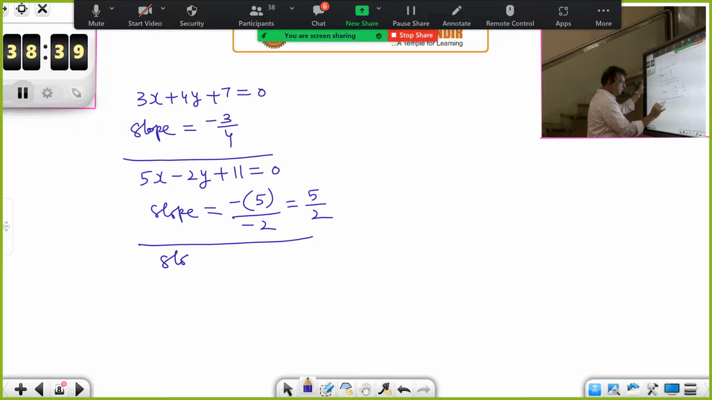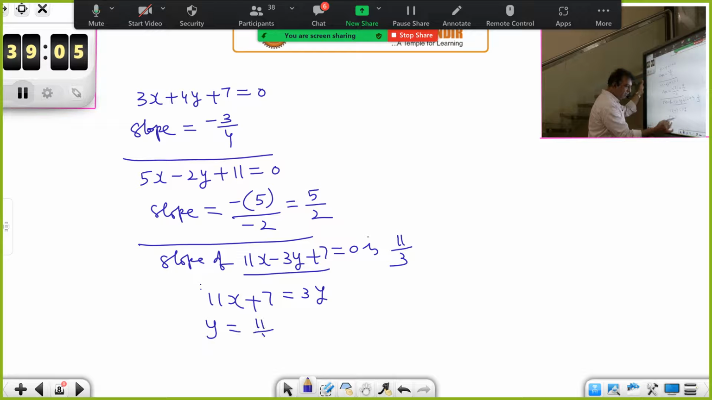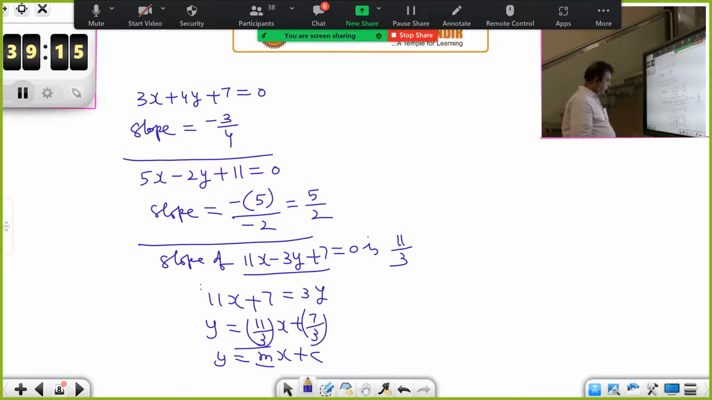Slope of 11x minus 3y plus 7 is equal to 0 is 11 by 3. Because we can write this as 11x plus 7 is equal to 3y. Divide by 3, you get y is equal to 11 by 3 into x plus 7 by 3. Now compare it with the equation y is equal to mx plus c. So m, the slope, is 11 by 3.